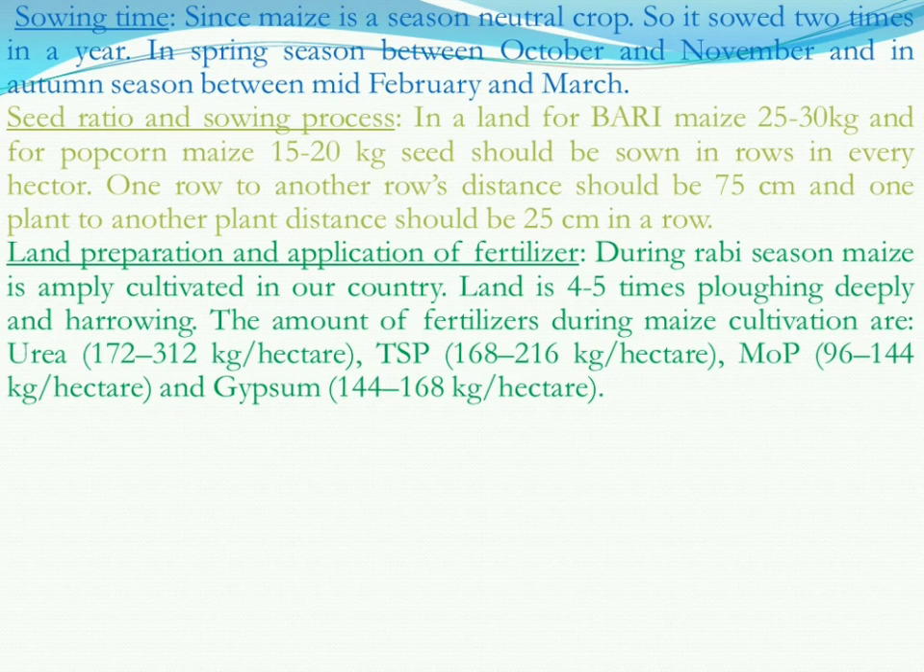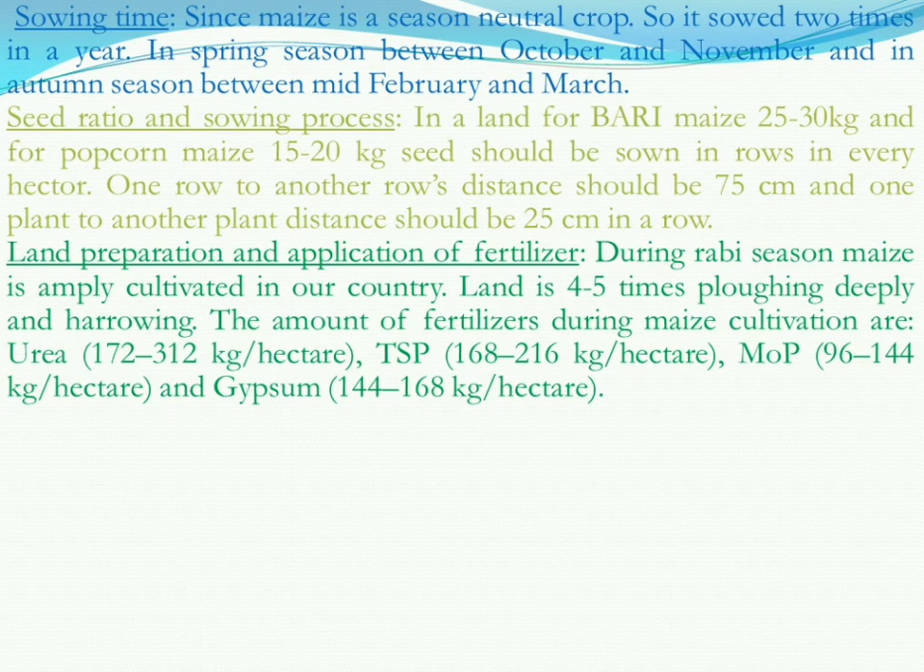We should give urea at 172 to 312 kg per hectare. TSP, that means triple superphosphate, 168 to 216 kg per hectare. MOP, that means muriate of potash, 96 to 144 kg per hectare. And gypsum, you already know what gypsum is. Gypsum is calcium and sulfate. Mixing these two types of chemical makes gypsum, and 144 to 168 kg per hectare is needed.